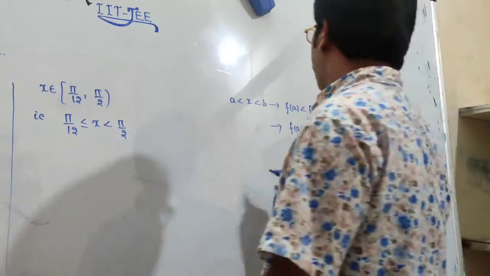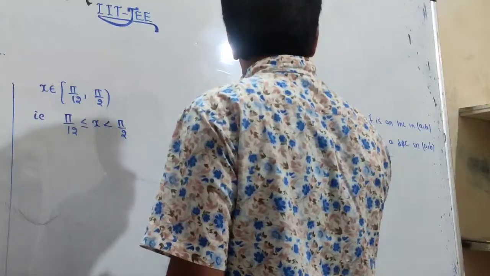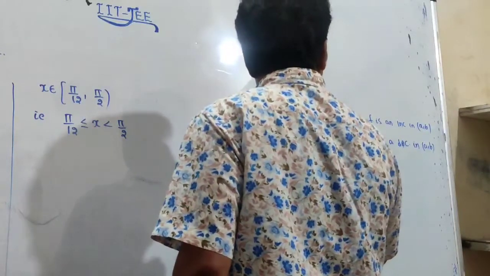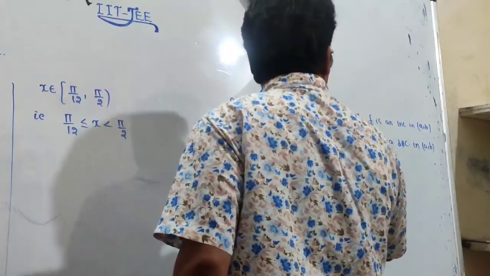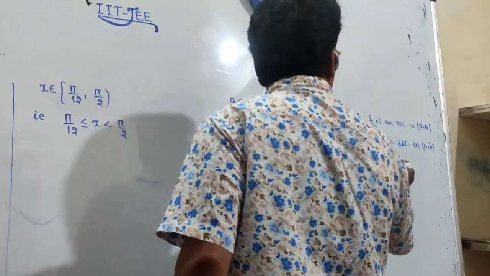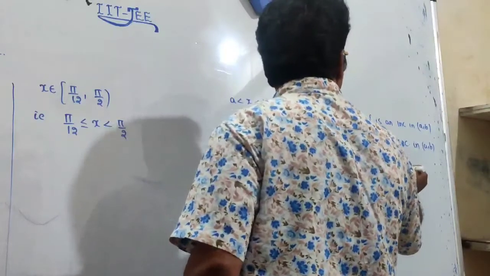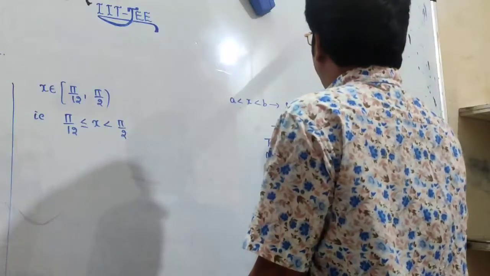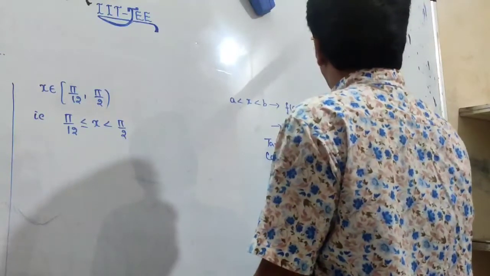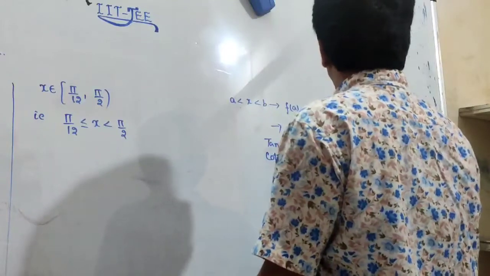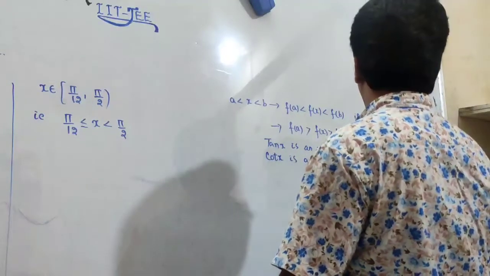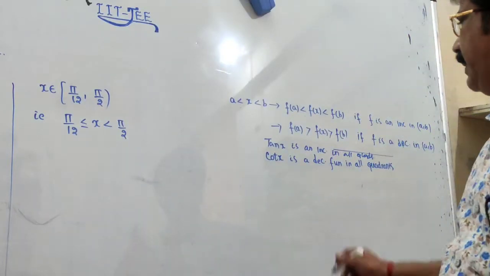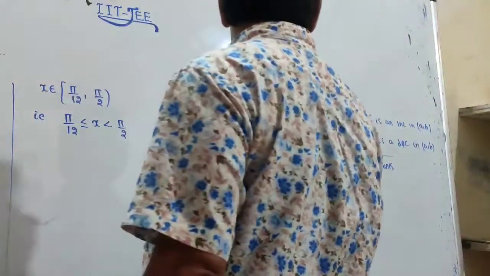Here what I am telling is that cot x is a decreasing function in all quadrants. Before that, tan x is an increasing function in all quadrants. Remember, therefore we are using this formula.